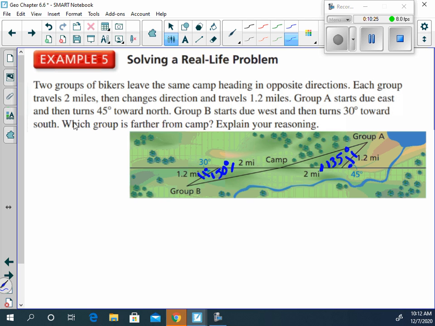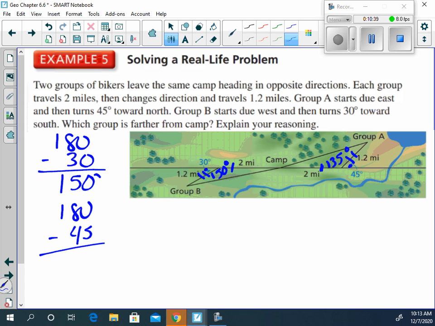And I'm not really worried about the angle on the outside. I want to know the angle inside. So I took 180 and subtracted 30, which gave us 150. I did the same thing with 45. 180 minus 45 will give us 135. That's how we come about those two angles.